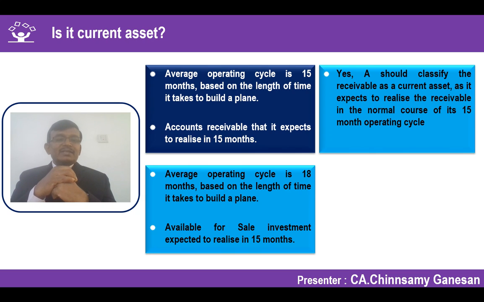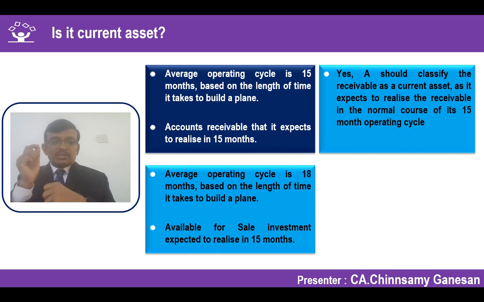Let us take another example. The average operating cycle of the company, again, we are talking about a company which is manufacturing aircraft, is 18 months. It has some investments, and these investments can be sold at any time. It's not held for sale. It can be sold at any time. It's available for sale. And management believes that they will sell it only within the next 15 months, not within 12 months, within the next 15 months.